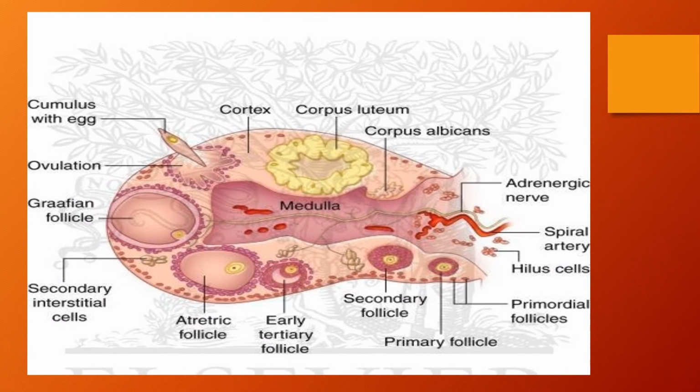And this is a nice representation of the ovary, containing all the follicles from primary to secondary, even to early tertiary follicle, in the cumulus, and the corpus luteum, the corpus albicans. In here we have the adrenergic nerve supply and the spiral artery. And this is the medulla of the ovary. On the periphery would be the cortex. So in the middle would be the medulla, and the periphery would be the cortex.